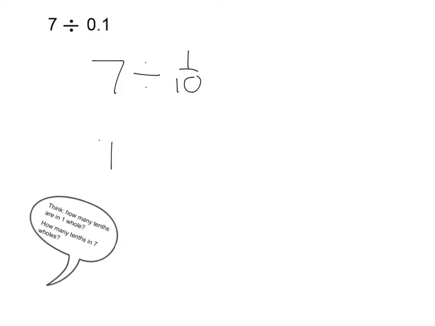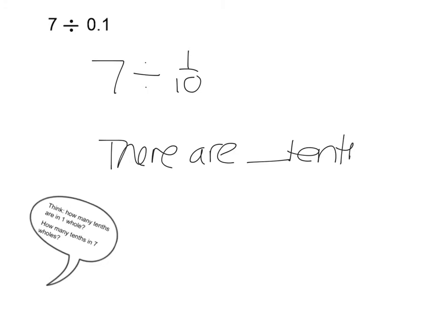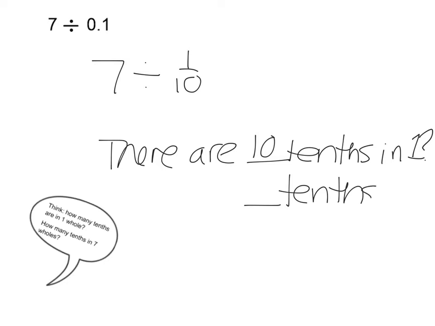Now, there are how many tenths in one whole? If I think about one whole, how many tenths are in it? There are 10 tenths in one whole. So how many tenths in 7 wholes? Well, if there are 10 tenths in one whole, there must be 10 times 7, which is 70 tenths in 7 wholes. So 7 divided by 1/10 equals 70.